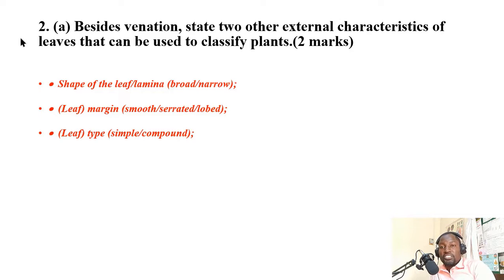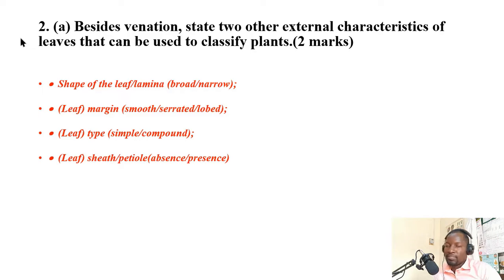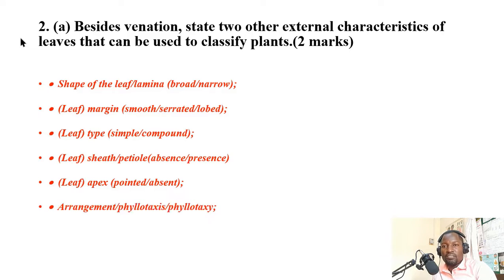We also have the leaf stalk, that is the petiole. Look at the petiole. Does it have a petiole or not? Just like when you talk about a monocot leaf and a dicot leaf, we look at the petiole part of it. Then you also look at the leaf apex, that is the tip of the leaf. Is it pointed or not? We also look at the arrangement, sometimes called phyllotaxis or phyllotaxy, that is the arrangement of the leaves.